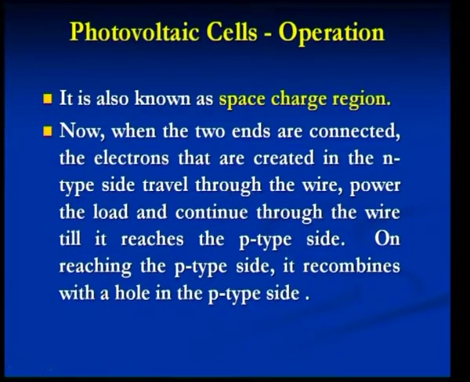Now, when the two ends are connected in an external circuit, the electrons created on the n-type side travel through the wire, power the load, and continue through the wire until they reach the p-type side on the other end. On reaching the p-type side, they once again recombine with a hole. So, this is the normal functioning of the electron and hole movement that happens in the photovoltaic setup.